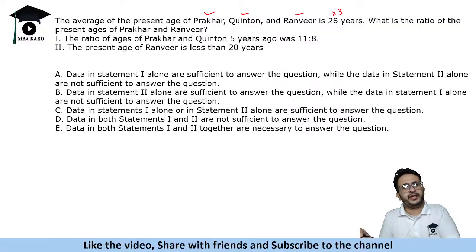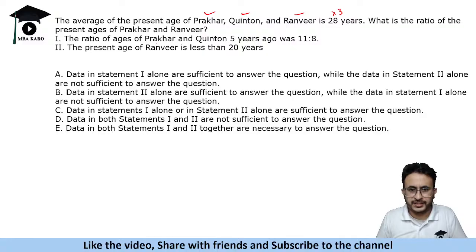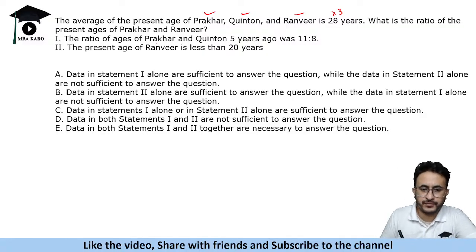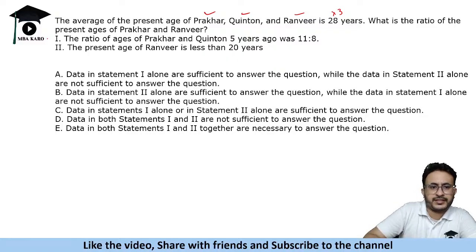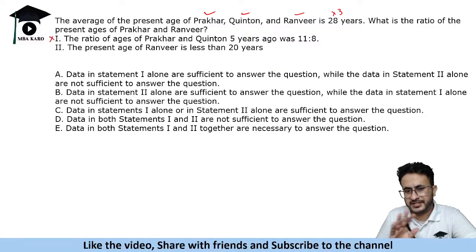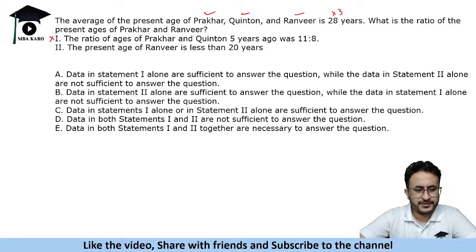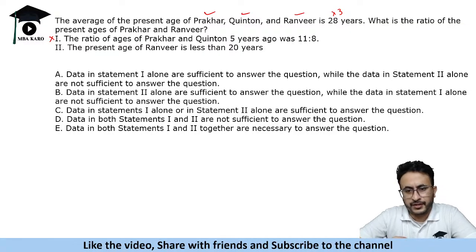Now 11:8 can give you multiple values, right? It can be 22 and 16. It can be 33 and 24, so multiple values possible. Okay, so we cannot answer using this statement alone. So first statement alone is not sufficient, isn't it? Now look at the second one.